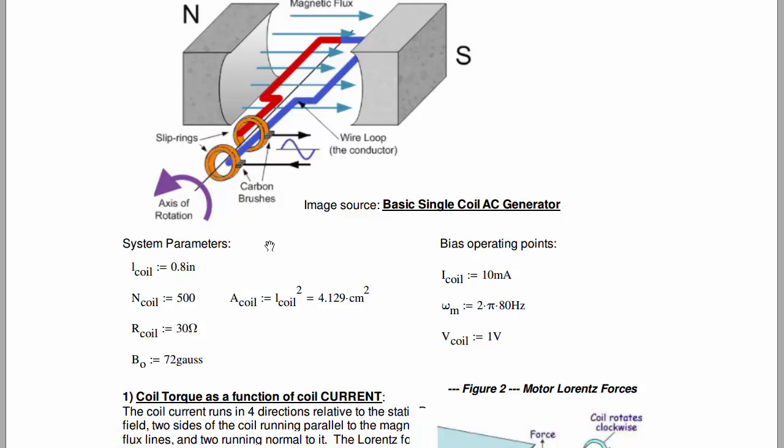The physical system we're studying is a small one. This is because we're motivated by this horizontal Mendocino pulse motor, and it's a low power unit. Okay, so B naught, the DC magnetic field, is around 72 Gauss. There's 500 turns of coil. The coil resistance is about 30 ohms. The length of the coil is 0.8 inches.